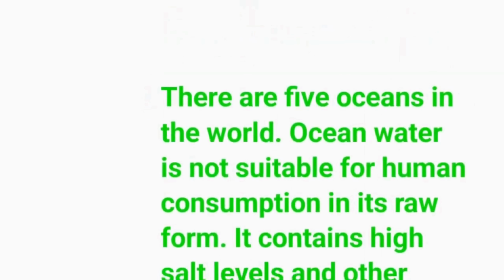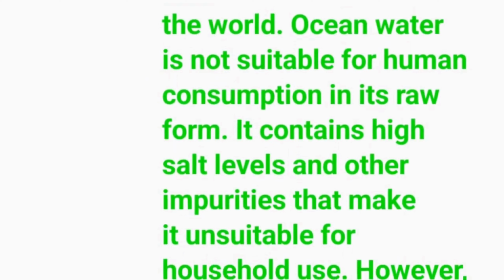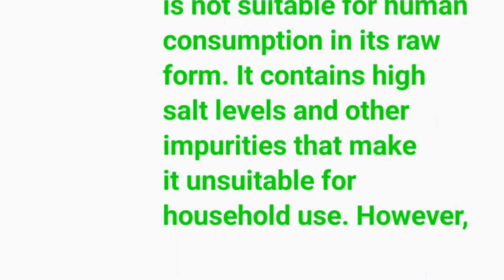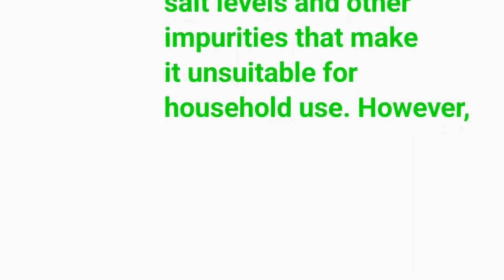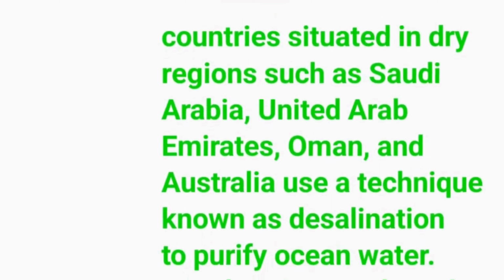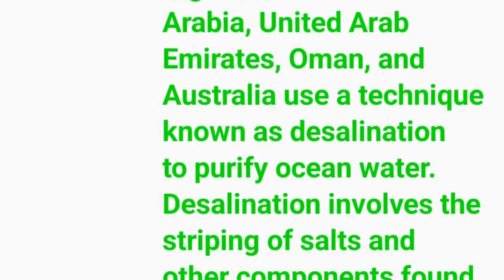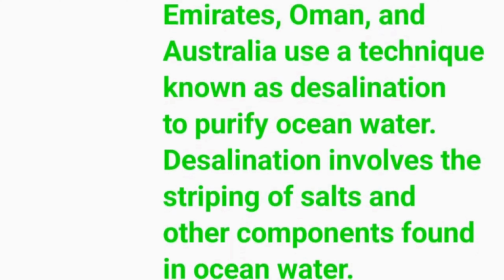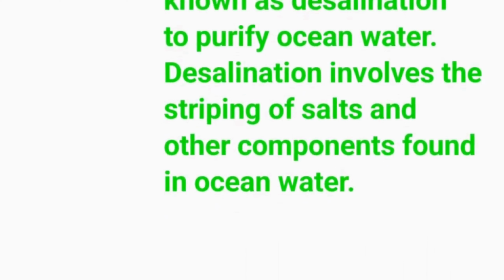There are 5 oceans in the world. Ocean water is not suitable for human consumption in its raw form. It contains high salt levels and other impurities that make it unsuitable for household use. However, countries situated in dry regions such as Saudi Arabia, United Arab Emirates, Oman and Australia use a technique known as desalination to purify ocean water.